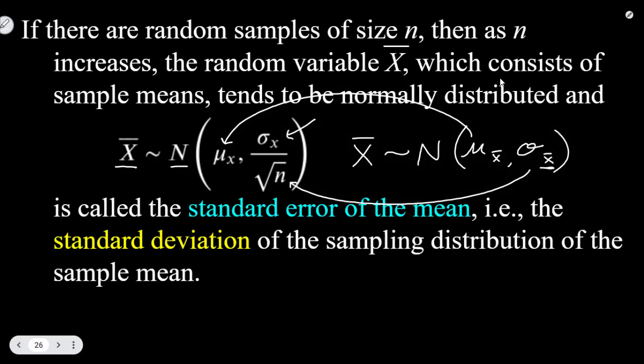The standard deviation is also called the standard error of the mean. And that means it's the standard deviation of the sampling distribution of that sample mean. So that's the part that really is going to be the key, is that the standard deviation of our sample mean differs from the standard deviation of the original data values.